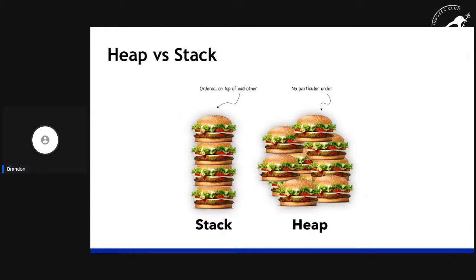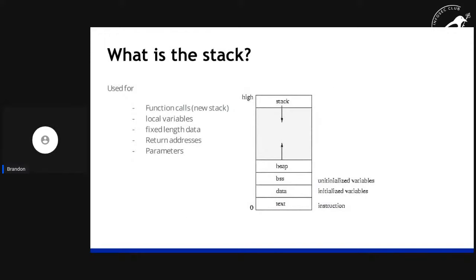So let's go a little bit into more detail about what a stack actually is. So, what is a stack? As you can see in the picture, it's a stack. It tends to be in high memory, and it is usually memory which is set aside as scratch space for a thread of execution, and it is managed automatically by the compiler. The heap, on the other hand, is typically lower in memory, and they grow towards each other. The stack is also used for function calls, such as a new stack frame being created when a function call is made, local variables, fixed length data, such as a list with a given size, return addresses, and parameters.